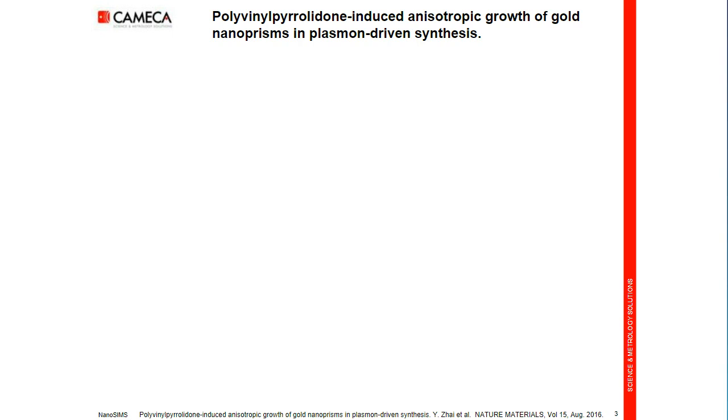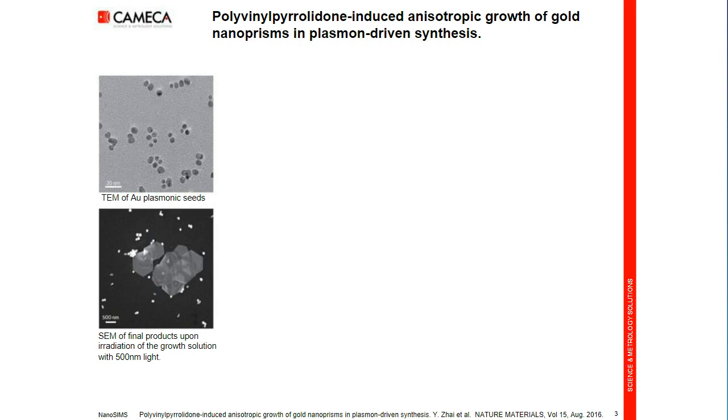So what you see on the left is the small plasmonic seed of gold, and you see some crystal grown after illumination of the growth solution, illumination with light. So with the NanoSIMS, they imaged the gold nanoprism, studying the role of the PVP, the polyvinyl pyrrolidone, in this growth.